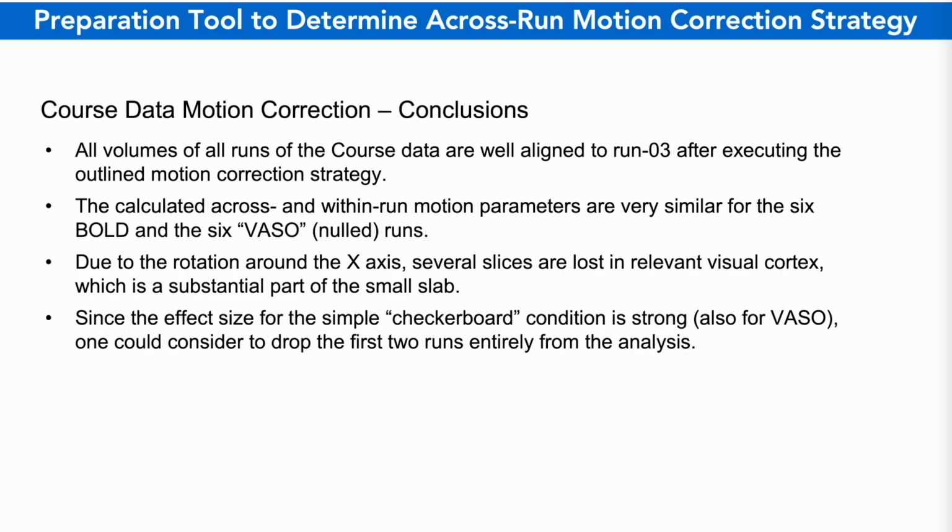Yeah, and since the slab is so small, the motion around the x-axis, in this very thin slab, moves out of visual cortex, unfortunately, right? You lose a few slices, and therefore the strategy to use the 4 runs with complete data is maybe not too bad. Especially when I looked at the statistics, the checkerboard is so strong, right? With your 12 repetition blocks in 1 run over 6 runs, 4 runs are more than enough, even for VASO. I'll show you in a moment.